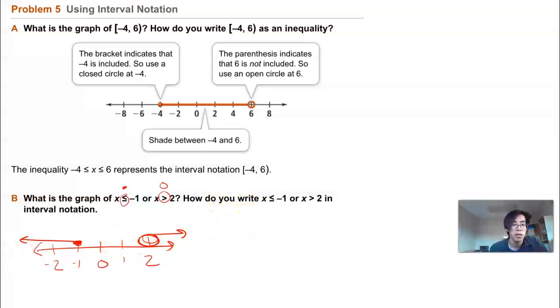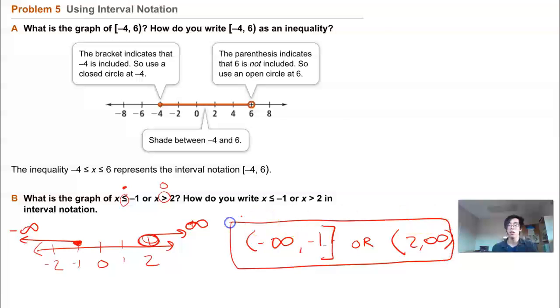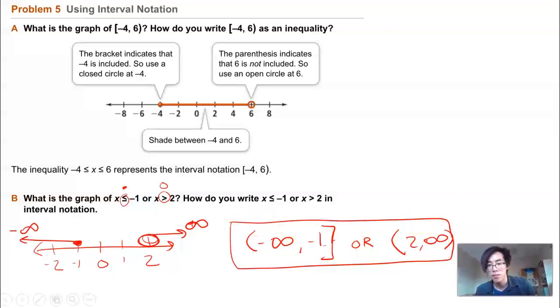How do I write this? Okay, so this is going in the negative direction, so it's going to be negative infinity, and it's going forever in the positive direction, so I could just write positive infinity. So that would be negative infinity, comma, negative 1, bracket, or, right there, parenthesis 2, going forever to positive infinity. Alright, and this is my interval notation.